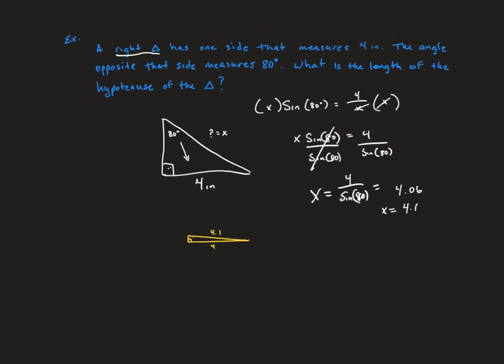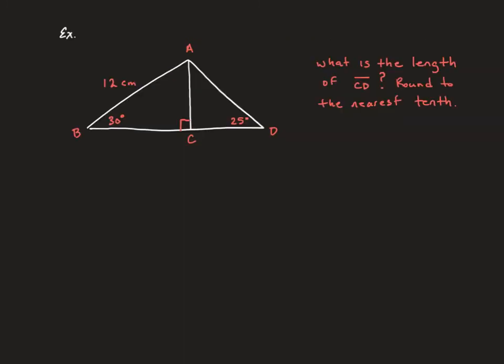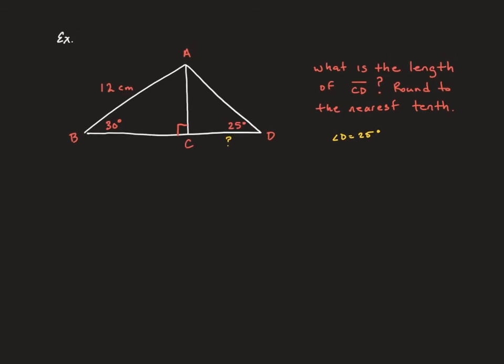And let's see here. So what more do I need to include in these examples? What is the side length of CD? Right here. And it says round to the nearest tenth. Okay. In order to find CD, I currently don't have anything. But I do know that angle D is equal to 25 degrees, and CD would be adjacent. So CD is adjacent.